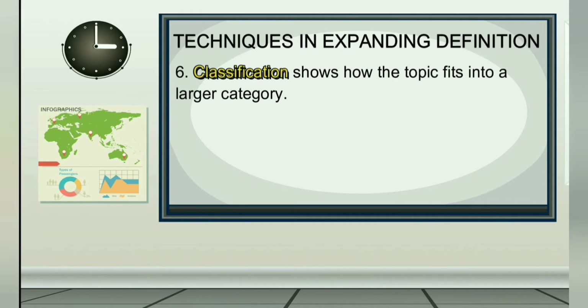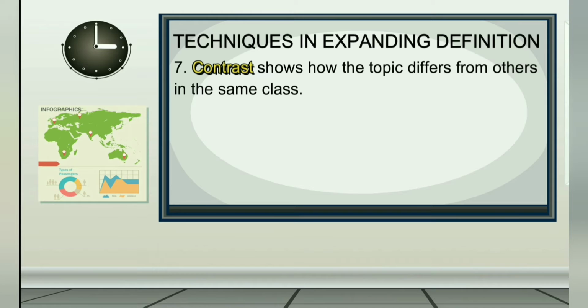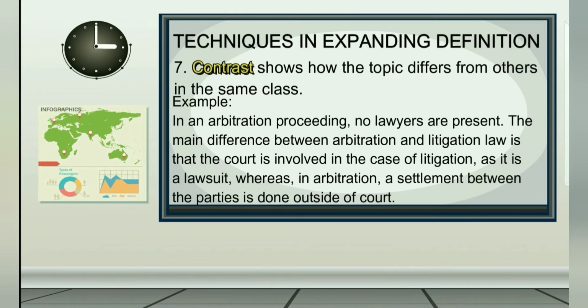6. Classification shows how the topic fits into a larger category. For example, arbitration is one of the alternatives to going into a formal court to settle disputes. 7. Contrast shows how the topic differs from others in the same class. For example, in an arbitration proceeding, no lawyers are present. The main difference between arbitration and litigation is that the court is involved in the case of litigation as it is a lawsuit, whereas in arbitration, a settlement between the parties is done outside of court.